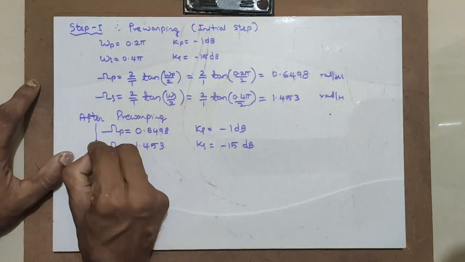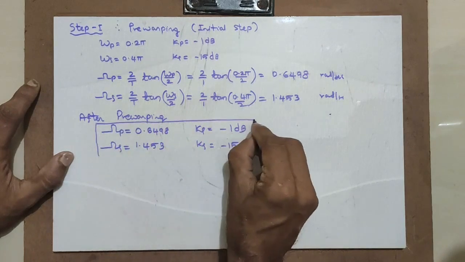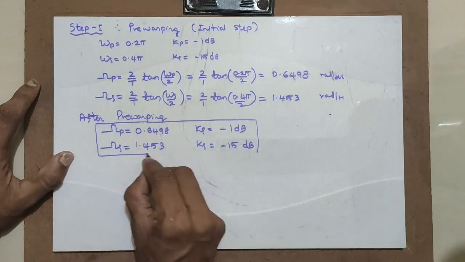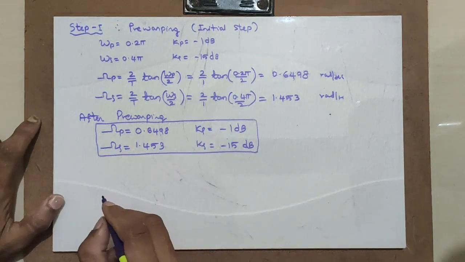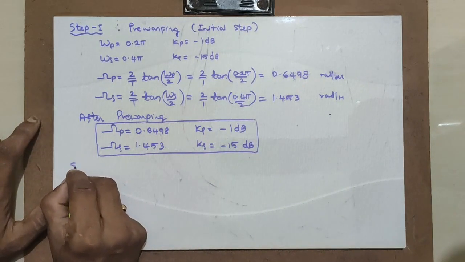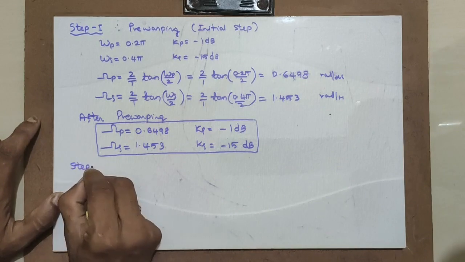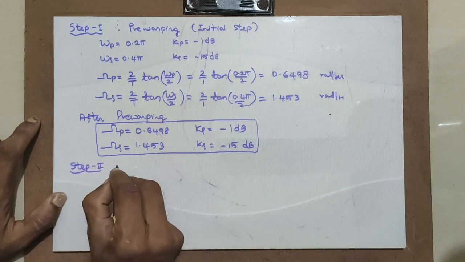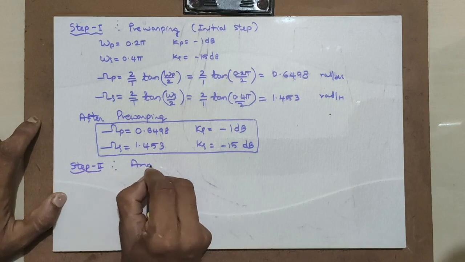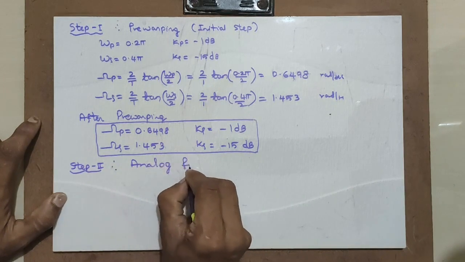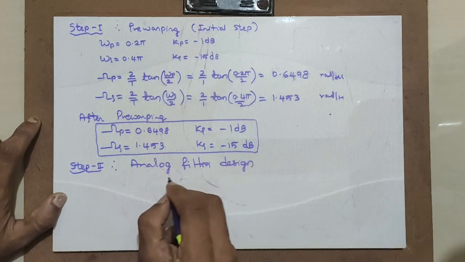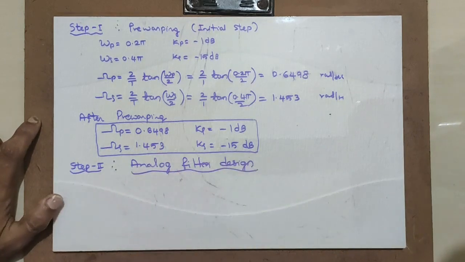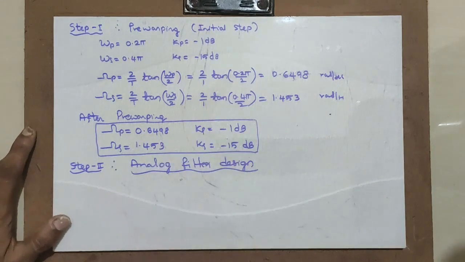Please see that this data is very important because I will now move to design an analog filter corresponding to these 4 values. Hence, step 2. What is step 2? It is analog filter design. Obviously, I should design the analog filter corresponding to these 4 values.